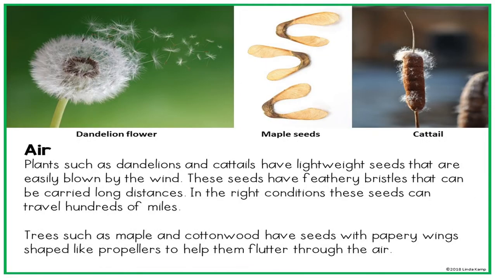Air. Plants such as dandelions and cattails, or maple seeds, we call them helicopters, have lightweight seeds that are easily blown by the wind. These seeds have feathery bristles that can be carried long distances. In the right conditions, these seeds can travel hundreds of miles. Trees such as maple and cottonwood have seeds with papery wings shaped like propellers to help them flutter through the air.